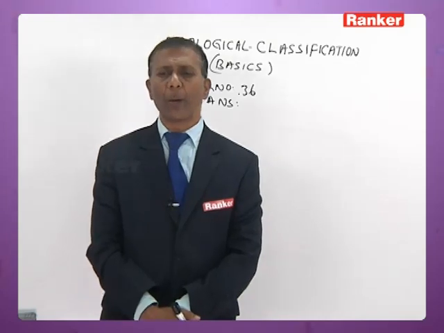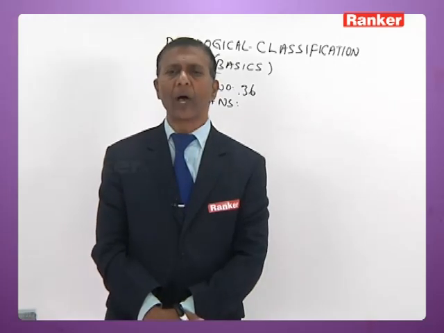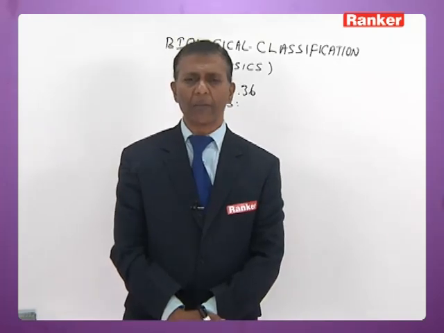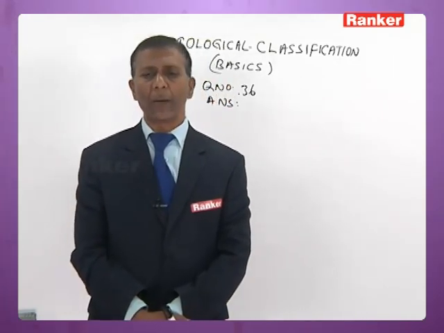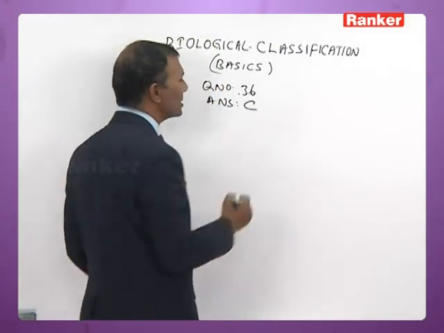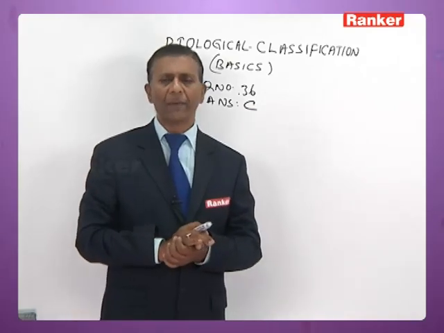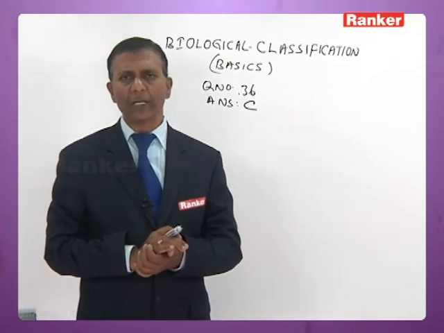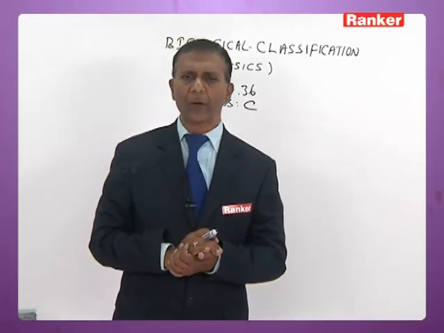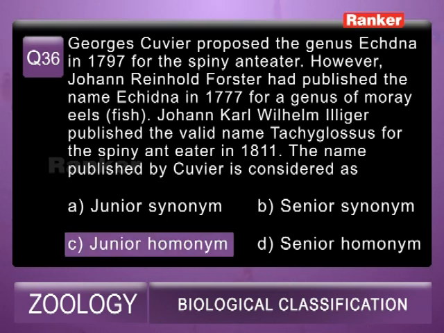Now he is asking about Cuvier. The name proposed by Cuvier, obviously it will be junior homonym, because before him the term was used by Reinhold in 1777. So here the correct option among these is junior homonym. So option C is correct here. Okay, 36th question, correct answer is option C, and this concept tells us about homonyms. What are homonyms? When the same scientific name is used for different animals, they are called homonyms. Among these, the first proposed is called senior homonym, subsequent names are called junior homonyms. So the correct option for 36th question is C, junior homonym.